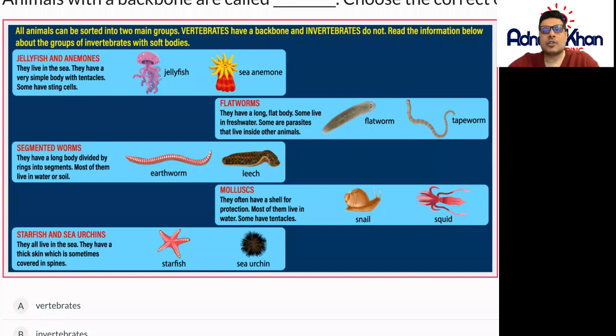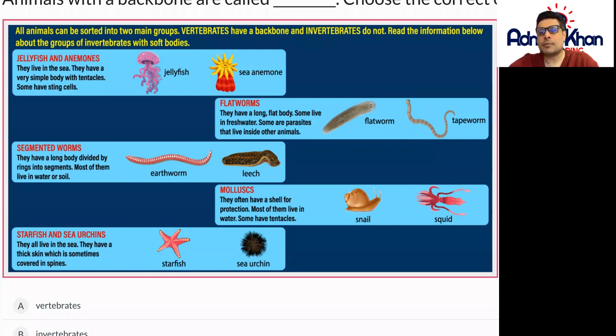So jellyfish and anemones, they live in the sea. They have a very simple body with tentacles. Some have sting cells. So jellyfish and sea anemones do not have backbones, as we know.